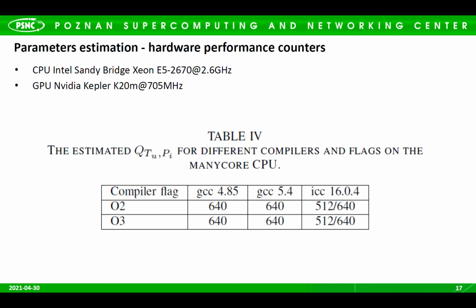We also estimated the number of bytes moved: in case of GCC it was 640 gigabytes, and in case of ICC it was 512 gigabytes. ICC was able to use heuristics to enable the streaming stores. That's why the value is lower compared to GCC.